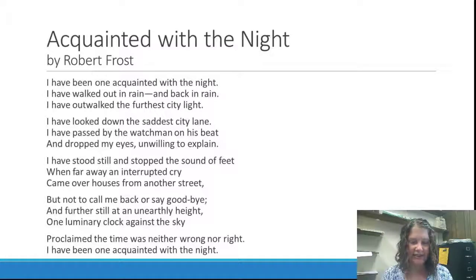As I keep going, he says he's walked out in rain and back in rain and outwalked the furthest city light. So at a literal level, that makes sense. You know, he's gone out walking in the rain and he's outwalked the light. So he's gone to sort of beyond the city and beyond where people live.